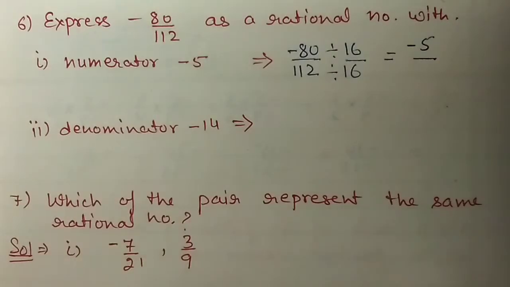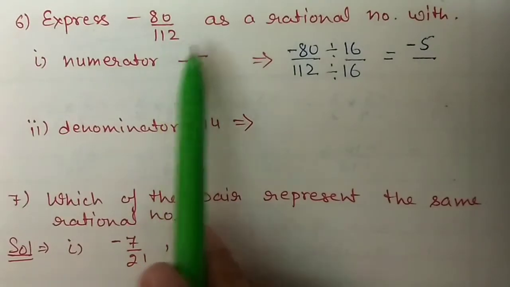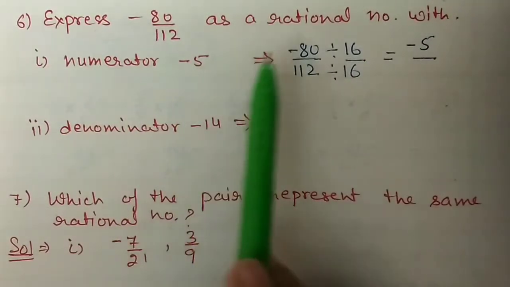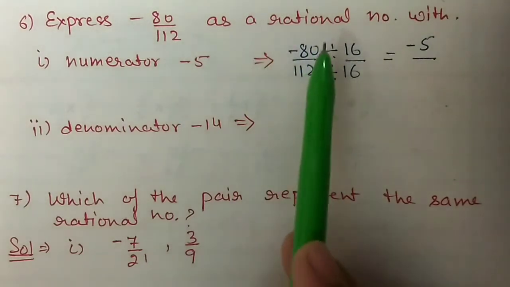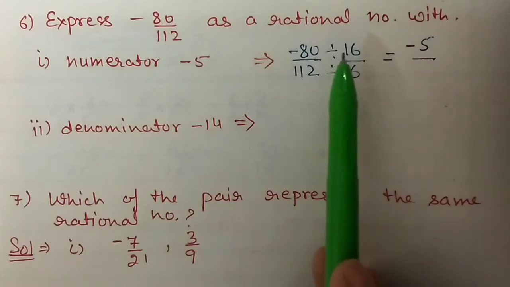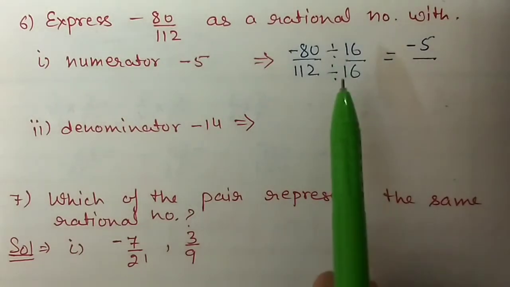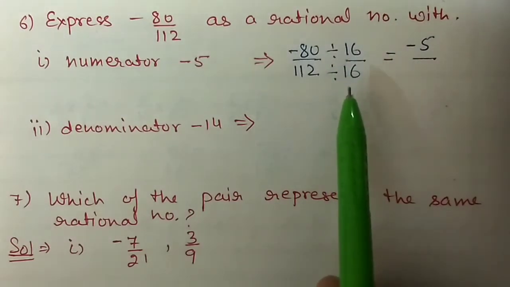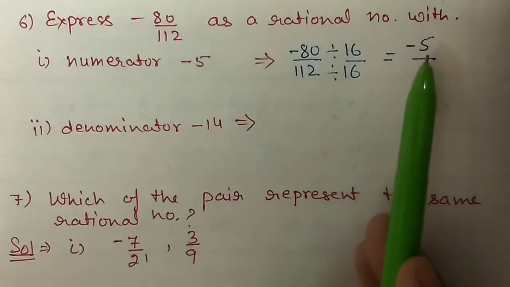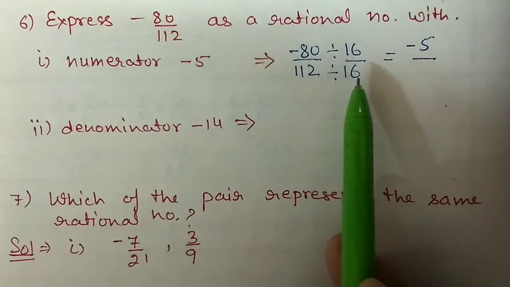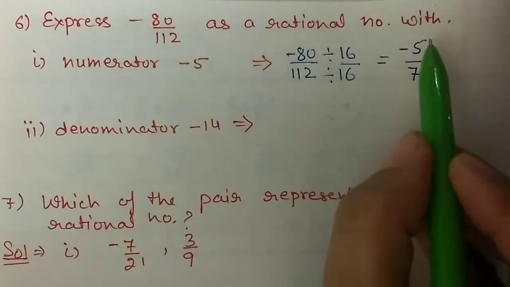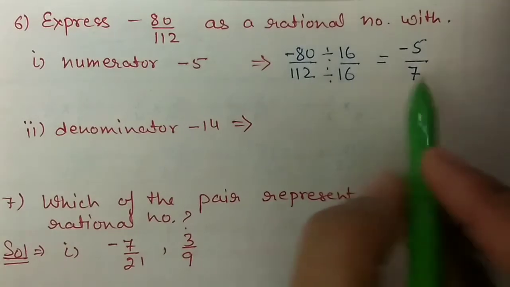Next, question number 6. Express minus 80 by 112 as a rational number with numerator minus 5. So this minus 80 we have to change to minus 5. So to make it minus 5 we have to divide by 16. The same number we will divide the denominator with also. So 80 if you divide by 16 you will get 5, and 112 when you divide by 16 you will get 7. So the answer here is minus 5 by 7.